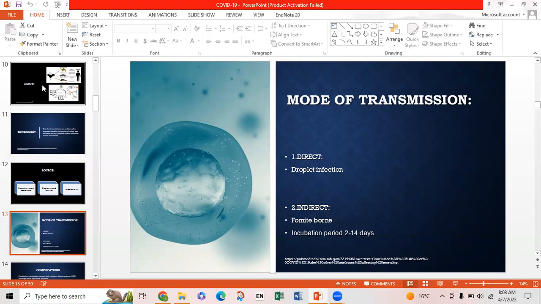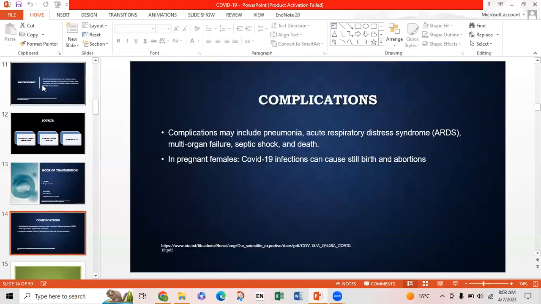The mode of transmission for COVID-19 can be in two ways, direct and indirect. Direct is droplet infection, and indirect is fomite borne, and the incubation period is 2 to 14 days for indirect transmission. Complications of COVID-19 may include pneumonia, acute respiratory syndrome, multi-organ failure, septic shock, and it can also lead to death. In pregnant females, COVID-19 infection can cause stillbirth and abortions.